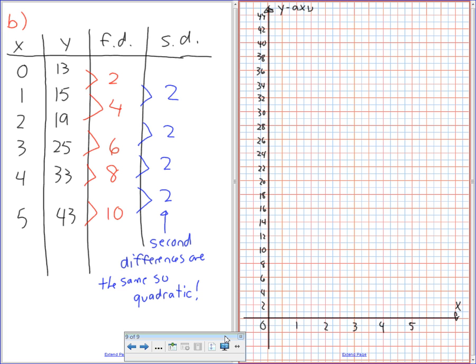0 and 13 goes something like this. 1 and 15 goes like this. 2 and 19 goes like this. 3 and 25 goes like this. 4 and 33 goes like this. And 5 and 43 goes way like this.